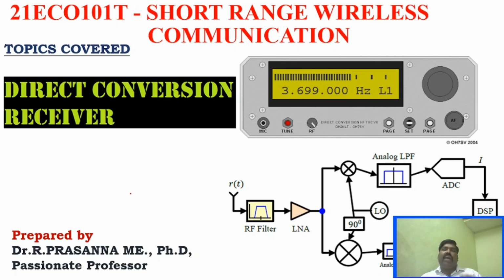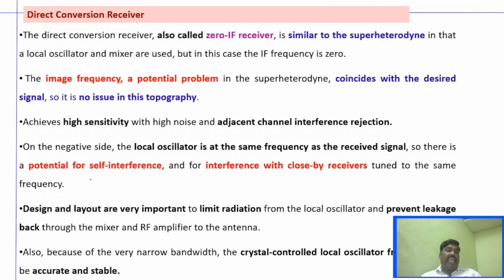But even here we have issues with the local oscillator, because the local oscillator frequency will be the same as that of the received signal frequency. So we will see the working of direct conversion receiver in this particular video. As I said, direct conversion receiver is very similar to super heterodyne receiver, but we don't have any image frequency problem, and we can call this a zero IF receiver because the intermediate frequency is zero. The potential problem of image frequency in super heterodyne receiver is because it coincides with the desired signal, but that does not happen in direct conversion receiver.